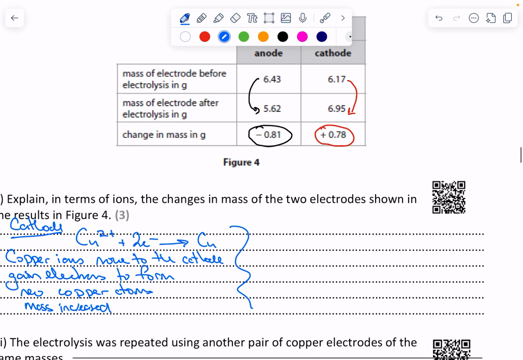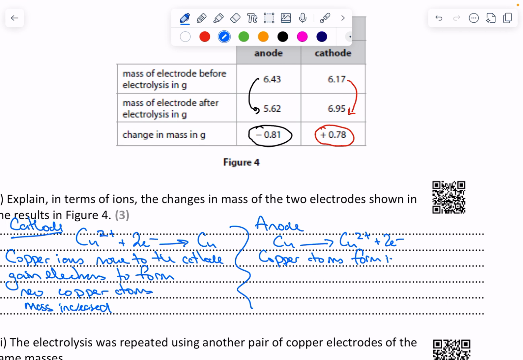If we compare that to the anode where the mass is decreasing, what we need to say here is that the copper forms copper ions, and it does that by losing electrons, and therefore we are losing copper atoms. So copper atoms form ions by losing electrons, and what happens there is the mass decreases because we are losing the copper atoms.